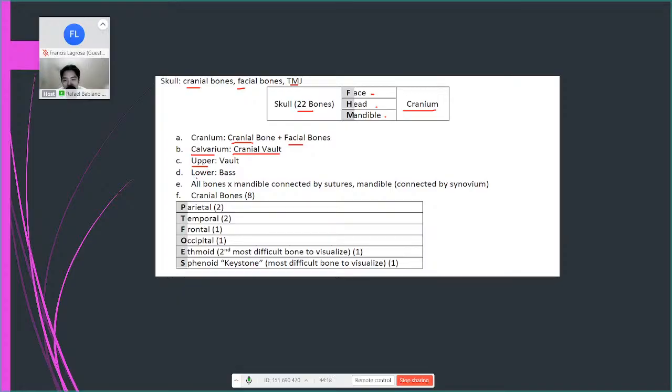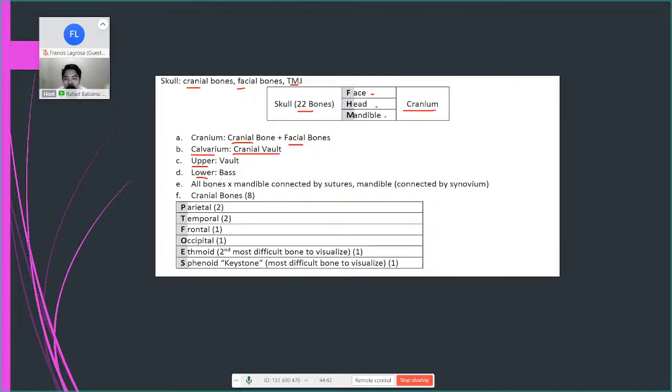The lower part is called the base. Of course, the base is the lower part. When you say base, it's like the foundation or the lower area. Then the upper is the vault. Why is it called the vault? Because there are organs inside. It's a storage, like your brain or your eyes, in the upper part.